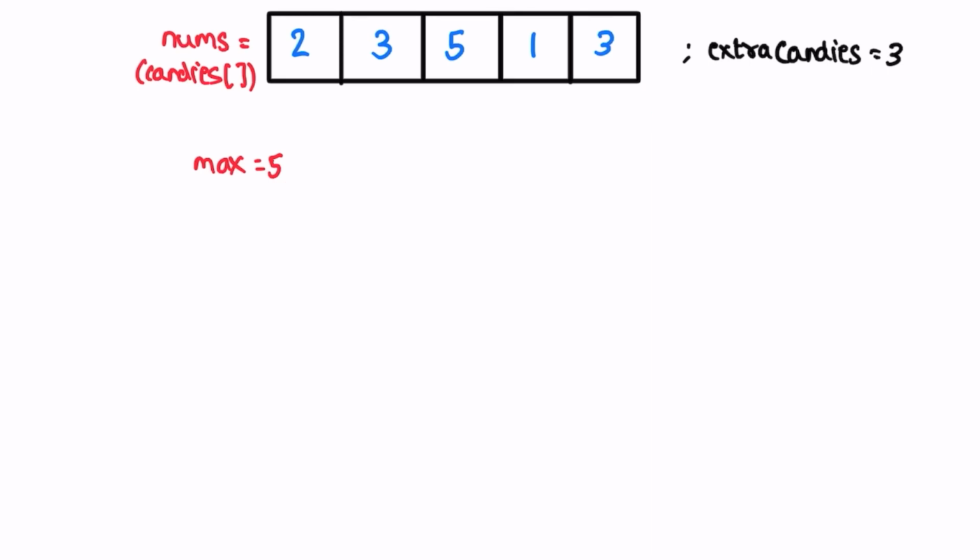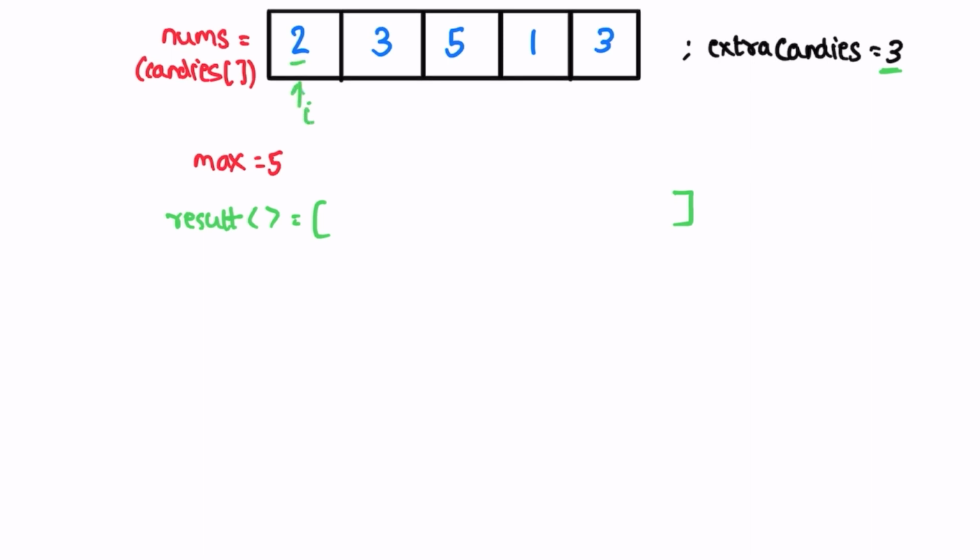Now we have to keep adding the extra candies to every element inside the candies array and check if it is greater than or equal to max. So we'll declare a result, which holds boolean values. Initially it is empty, and it will be of the same length as the candies array. Now we start our iteration again. i is pointing here. Add the current element and extraCandies: 2 plus 3 is equal to 5. Check if this is greater than or equal to max. 5 is greater than or equal to 5, so assign true to that element. So the value for this kid is true. And now go for the next iteration.